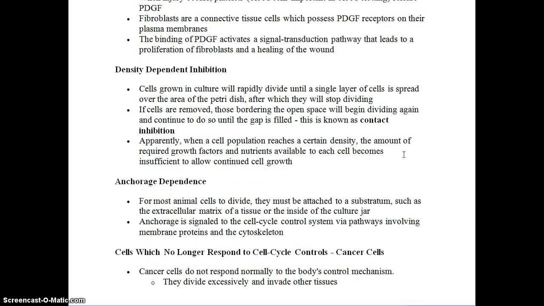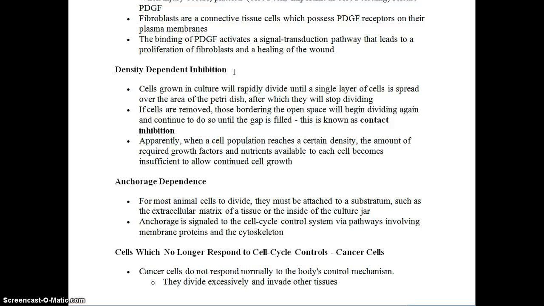Just as a little aside as well, density-dependent inhibition may be something you want to look at. Sometimes that can be mentioned on the AP exam. It's basically just talking about how typically a healthy cell will grow. Let's say you're growing E. coli in a petri dish. It'll keep growing and growing and growing until literally that whole surface of that petri dish is covered with E. coli. When there's no space left, they will actually stop.